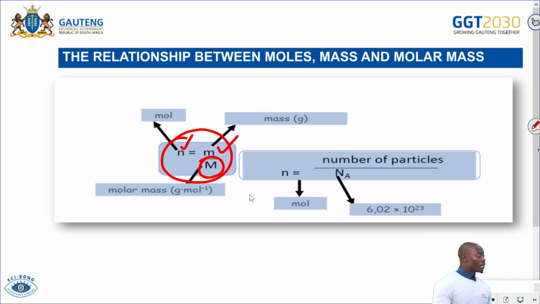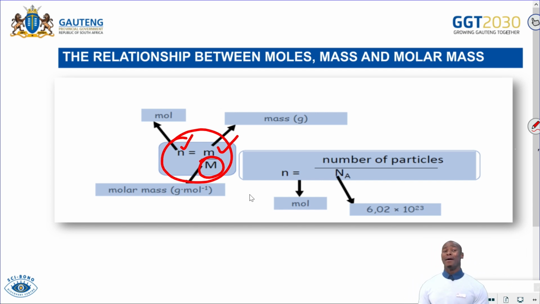Then you can also calculate the mass of a substance given the number of moles of that substance and the molar mass of that substance. By now we know how to calculate the molar mass. If you're given the molecular formula, use the periodic table to calculate the molar mass of that substance. So this is n, which is the number of moles, and the SI unit for the number of moles is the mole, which is mol. Then m is the mass of a substance.